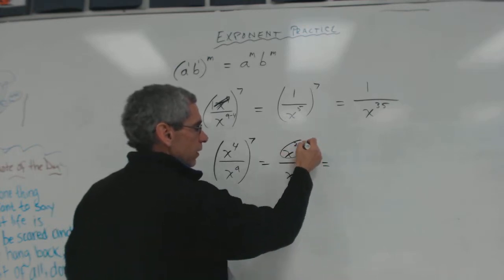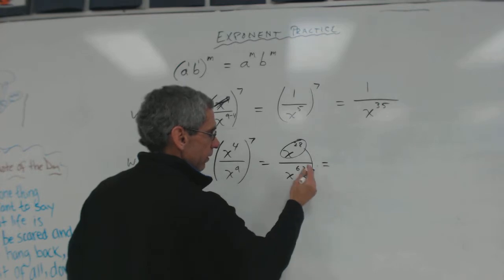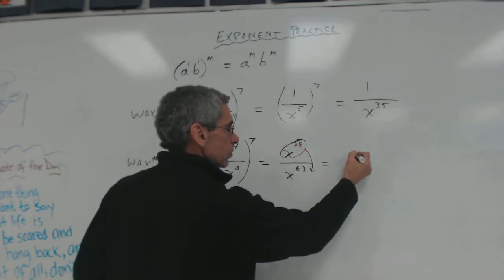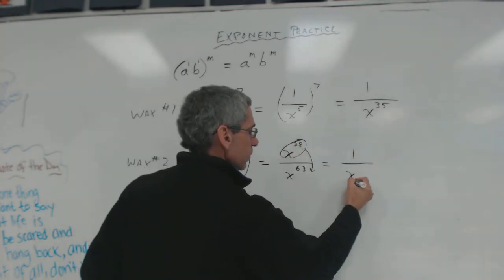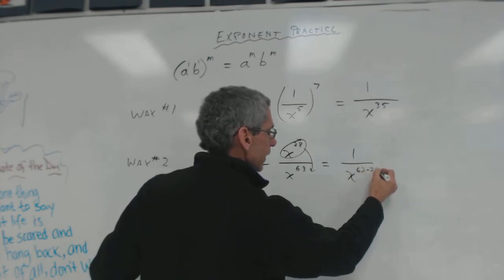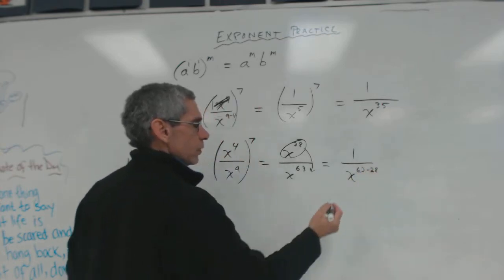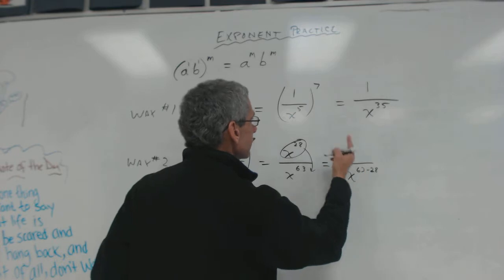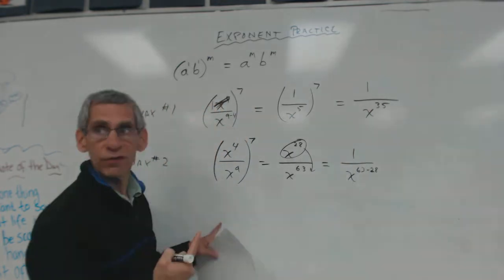Now I'm going to have to bring this one downstairs because that's the smaller exponent. So I have 1 over x to the 63 minus 28. And I don't know what that is. Well, I do, only because I did it the easy way, and it's x to the 35th, right?